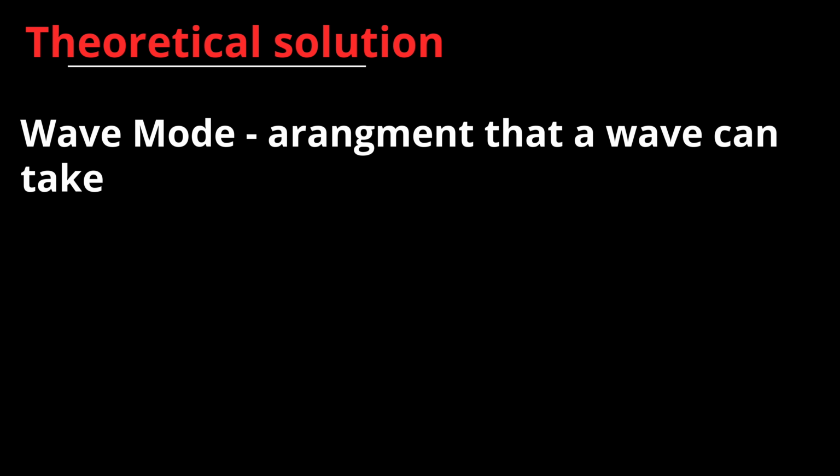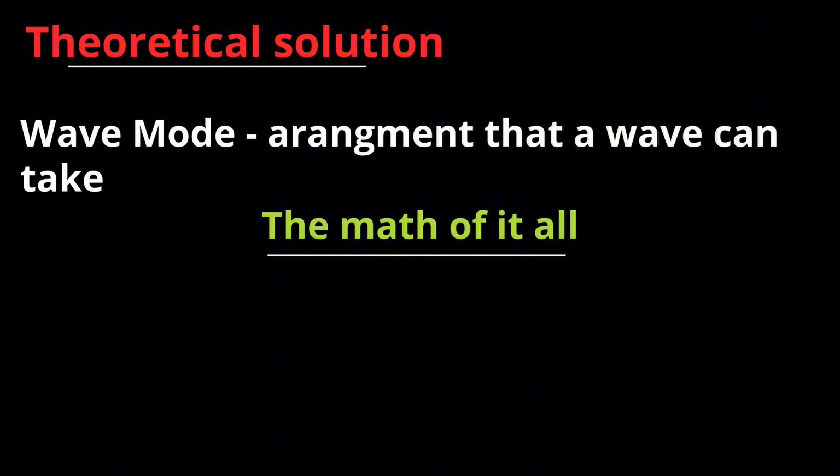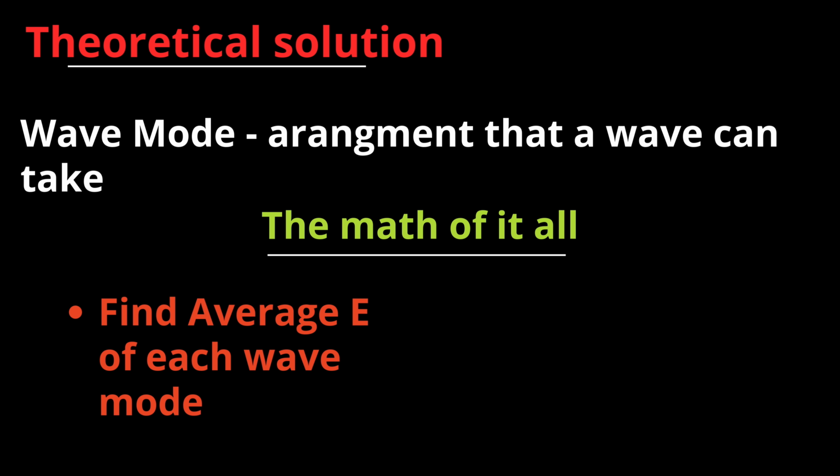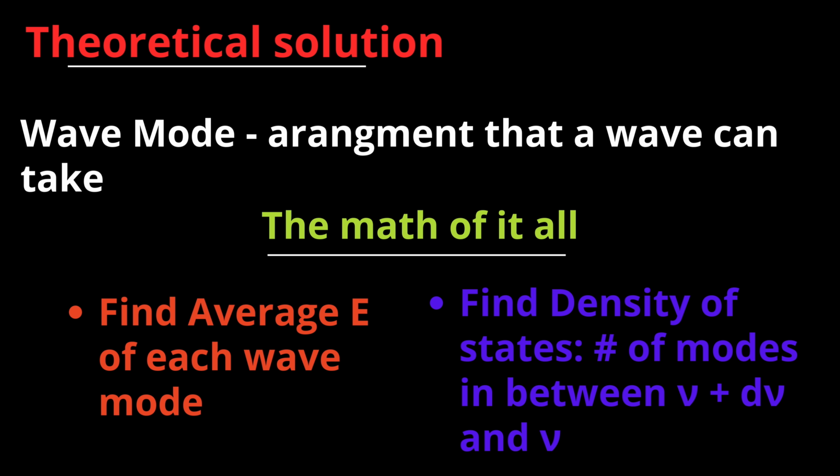We will employ the concept of a wave mode, which is simply an arrangement that a wave can take. It will depend on the frequency of the waves inside. The way to mathematically solve this is to find the energy that each wave mode has, and then count the modes in between frequency ν and ν plus the differential frequency dν. Counting the modes between ν and ν + dν gives us what is called the density of states, which is the modes per frequency per volume.